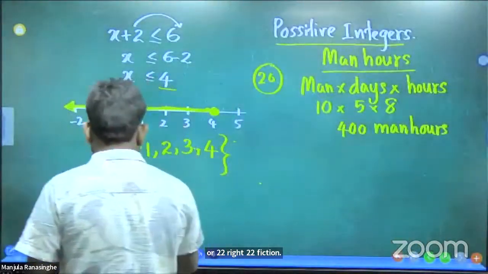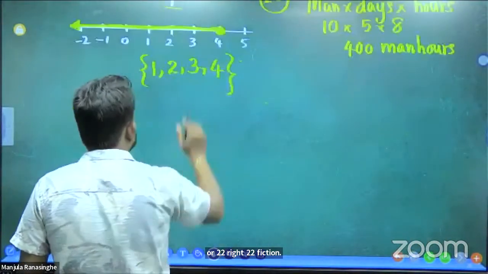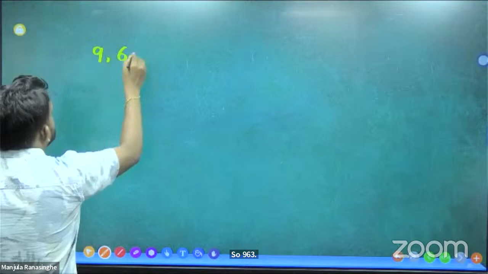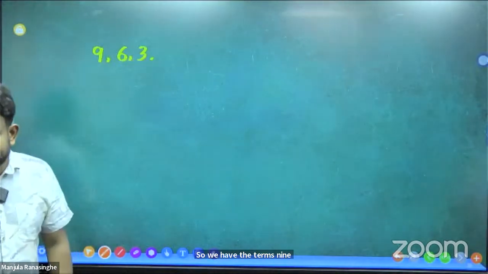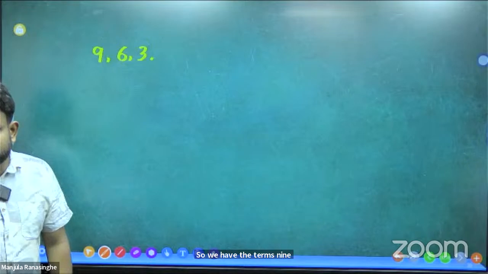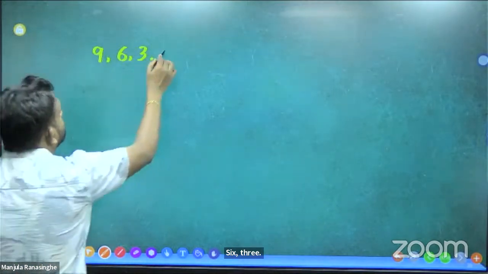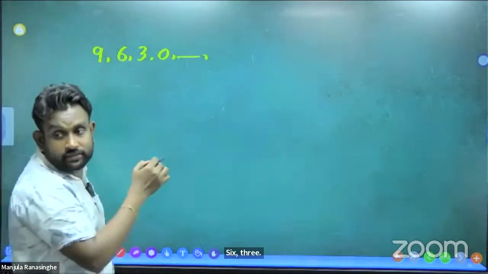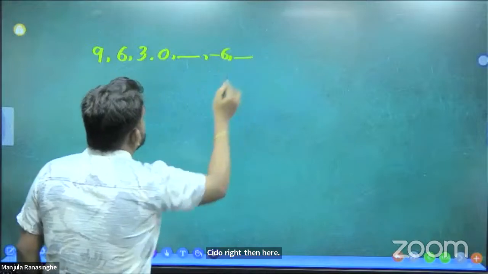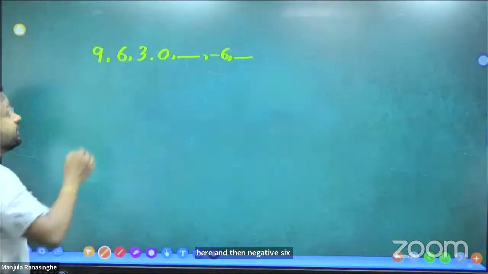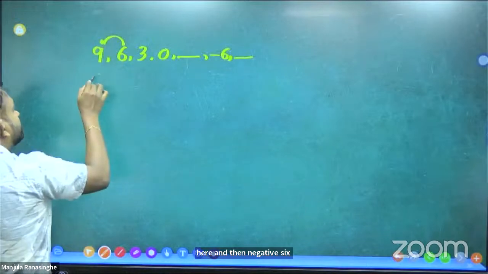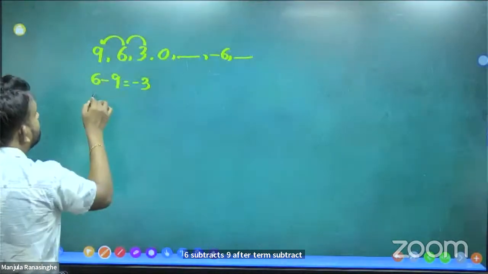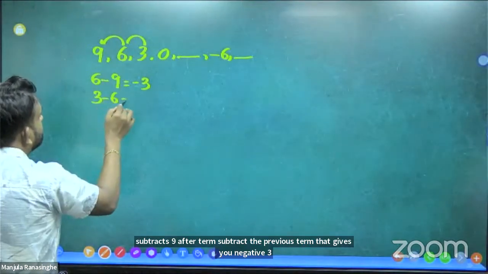So we have the terms 9, 6, 3, 0, right? Then here -3, right? Then how to take the common difference there? 6 subtract 9. After term, subtract the previous term. That gives you -3. You also have a common difference. You can check 3 subtract 6, -3.